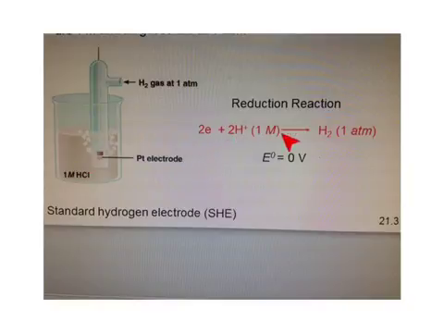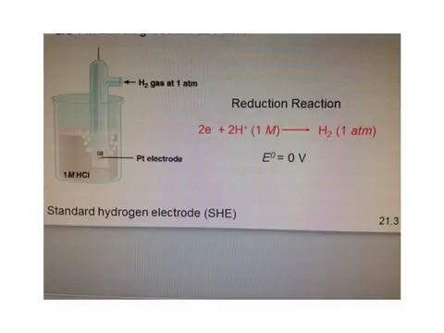So here's our reduction. And this should be the same thing you guys see on your standard reduction table. You have 2 hydrogen plus ions, 2 electrons equal an H2 molecule. And if you're at 1 atm and 1 molar, you're at standard conditions. And again, we defined this value as being 0 volts. This is your standard hydrogen electrode, otherwise known as SHE.